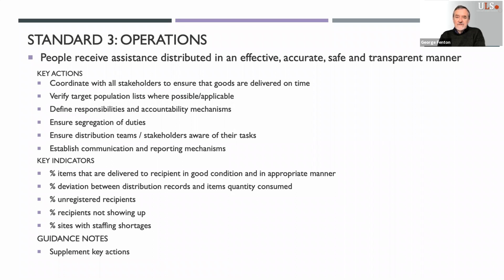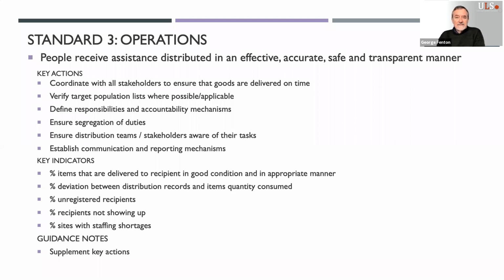Ensure that the distribution team and other stakeholders such as financial service providers or community representatives are aware of the tasks that they are expected to fulfill, and establish clear communication and reporting mechanisms to communicate with team members and key stakeholders, and to collect complaints, needs, targeting issues, quality issues, etc.